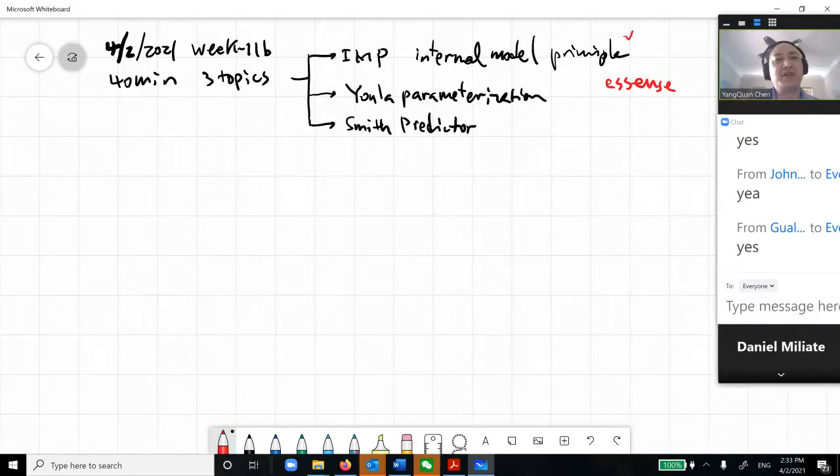We have a PowerPoint on this one. We also have PowerPoint on this one. We also have PowerPoint with this one in our folder. After you learn about these basic ideas, it's not hard for you to follow those slides and fill in other details, okay? So I'm going to first start with internal model principle, okay?